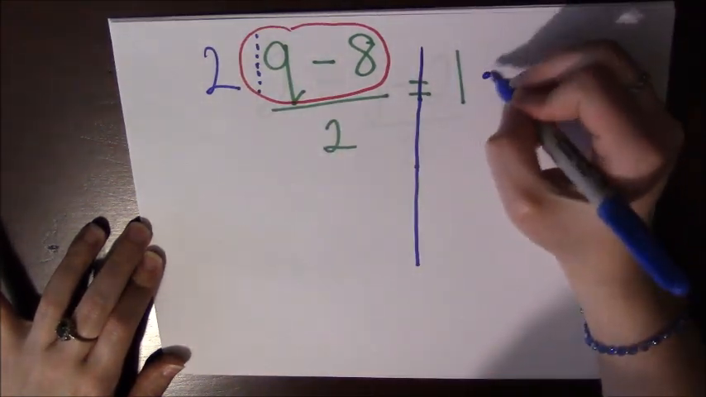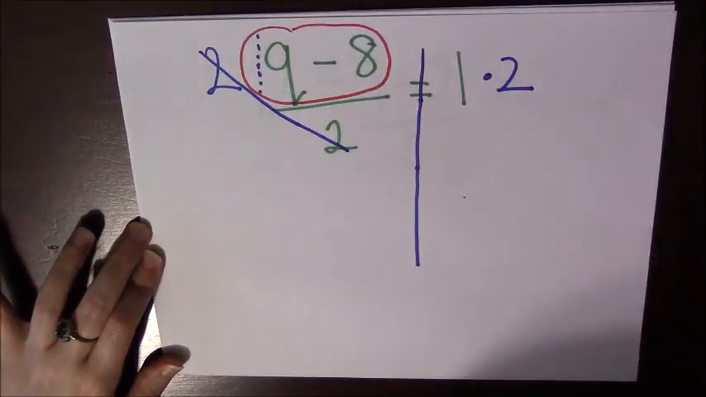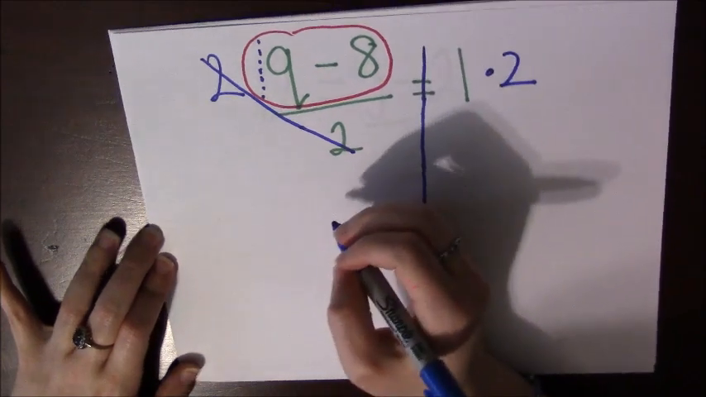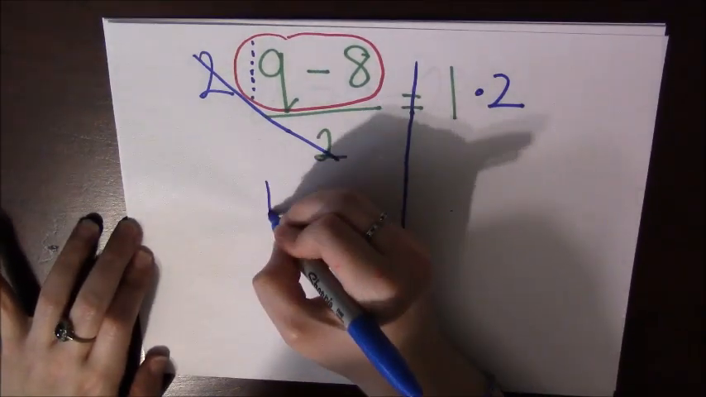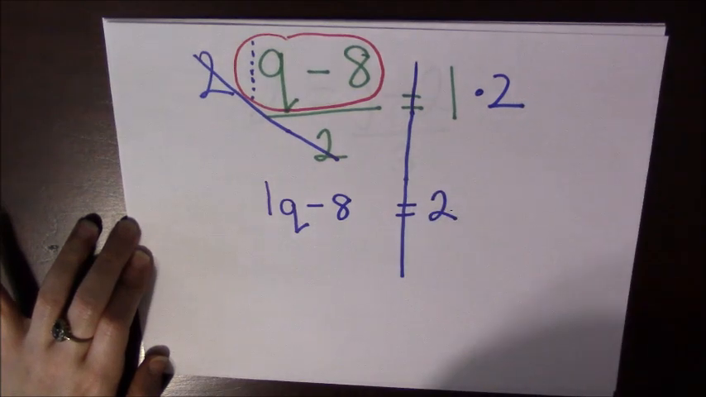So multiply by 2 on this side. When I do that, these cancel, because 2 divided by 2 makes 1. So now I'm left with what I circled in the beginning. 1q minus 8 equals 2.